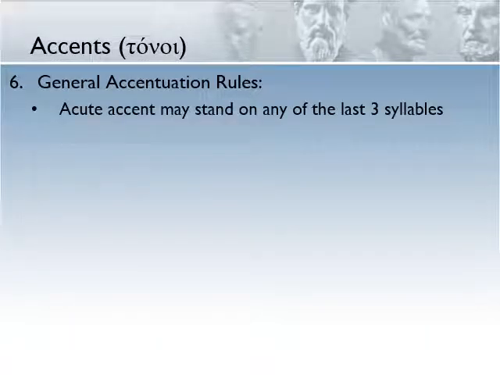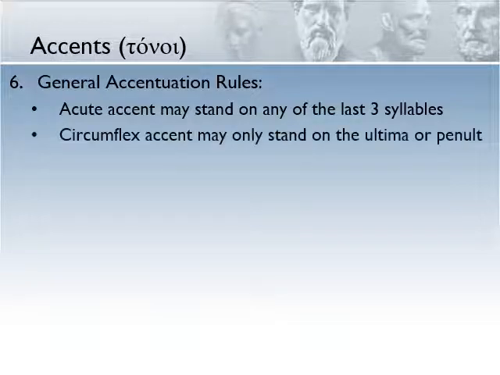First of all, an acute accent may stand on any of the last three syllables. The acute accent, that straight line rising from left to right, is sort of the most general purpose accent mark. And that, in fact, is pretty much the accent mark that is used in modern monotonic Greek. They have conserved that acute accent. But it is the most versatile of the three accents. The other two accents are more limited in their use.